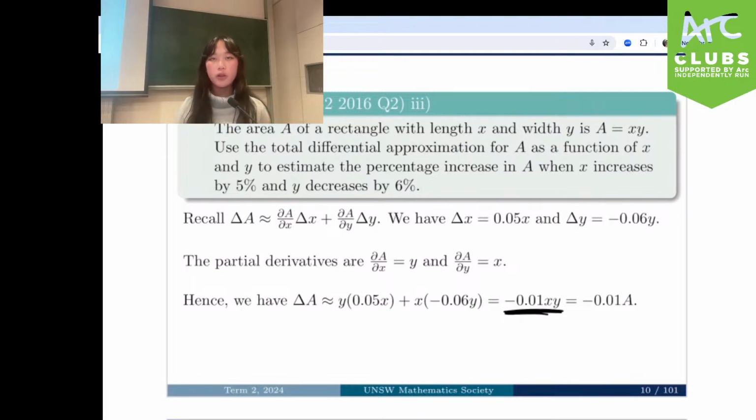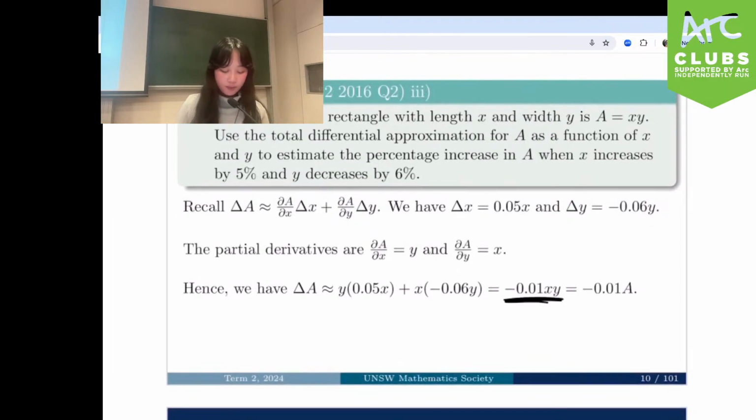And if we recall, x multiplied by y is A. So the overall change in A is minus 1%. Okay? So A has decreased by 1% of its original value.